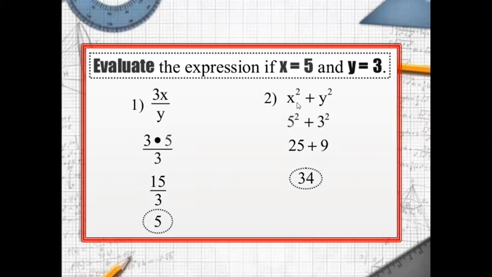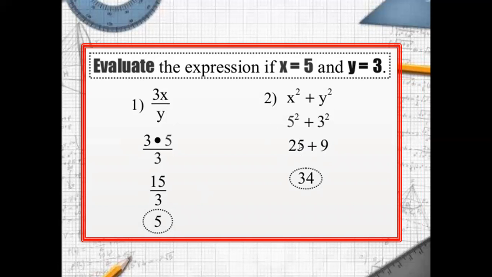Okay, x squared plus y squared, or x to the power of 2, y to the power of 2. Okay, so here we have x as 5 squared. So square means you multiply the same number 2 times. So if you have 5 squared, you multiply 5 and 5. 5 fives are 25. Then replace y with 3. So again, it's 3 squared. So 3 multiplied by 3 will give you 9. So 25 plus 9 is going to give you 34.